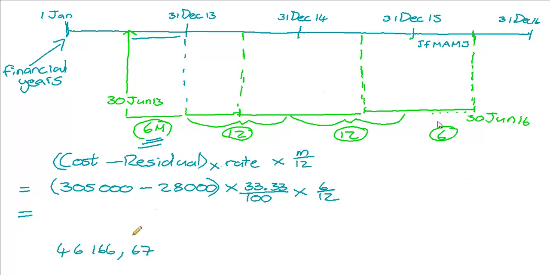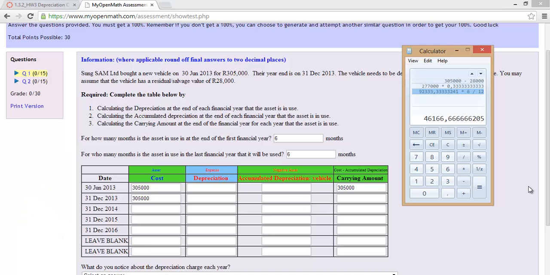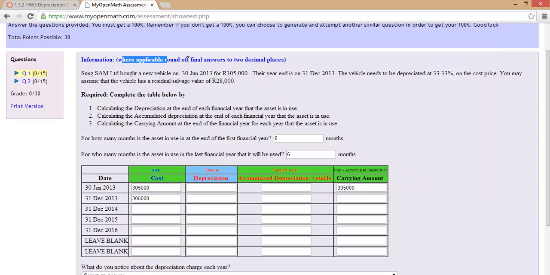Just a useful tip. Always see if you can round off only your final answer. Keep your intermediate calculations. Don't round off your intermediate calculations as you see I've done here. Just round off your final answer to 2 decimal places as the question stipulated here.